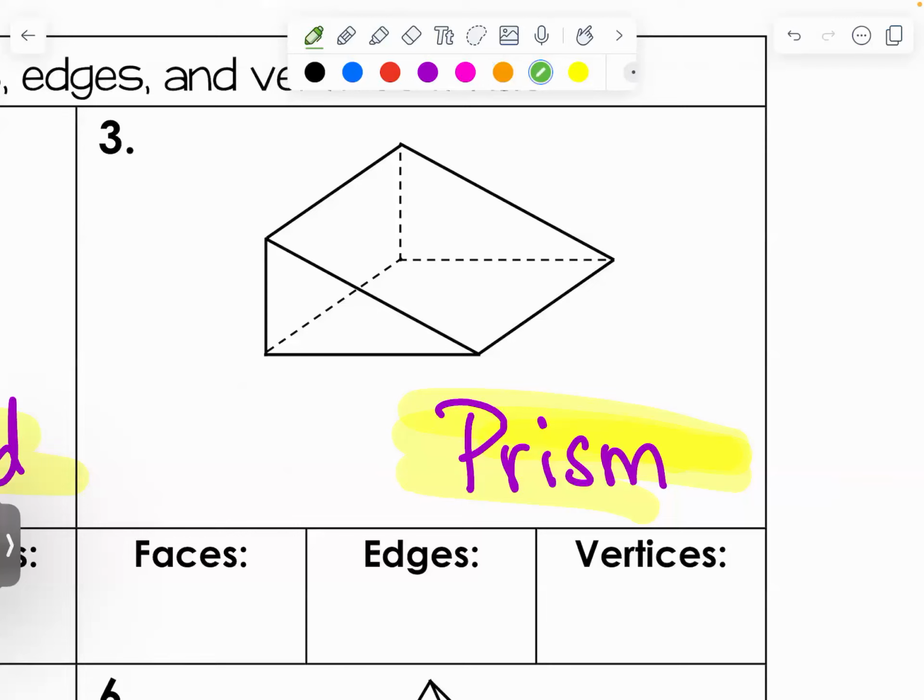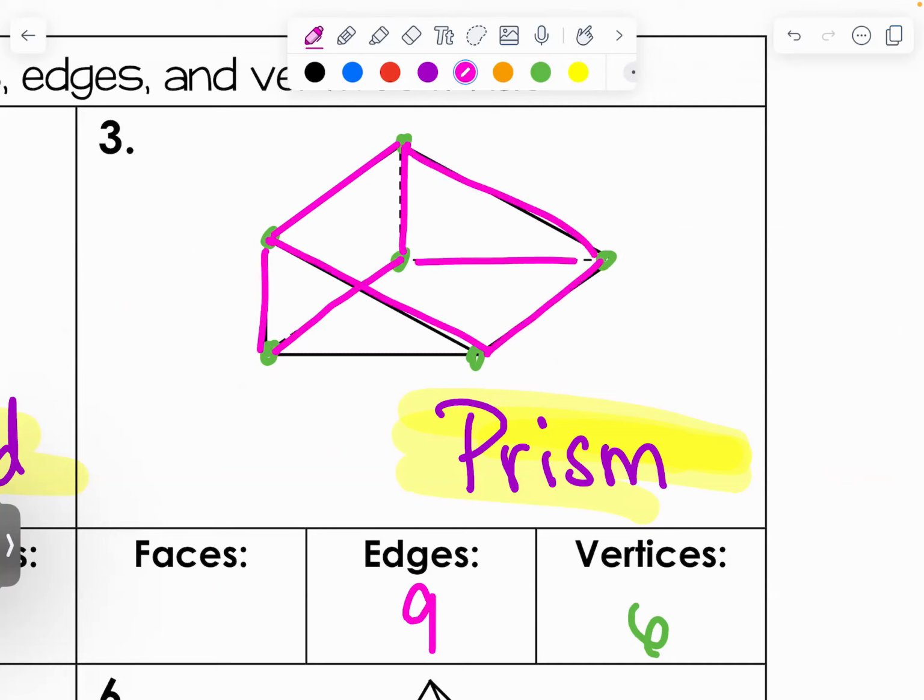How many vertices do we have? How many vertices do we have in number 3? 6. If we count the corners, it looks like we have 6 vertices. Okay. Tatum, how many edges do we have? Tatum says 9. Do you agree? So 1, 2, 3, 4, 5, 6, 7, 8, 9. Okay.